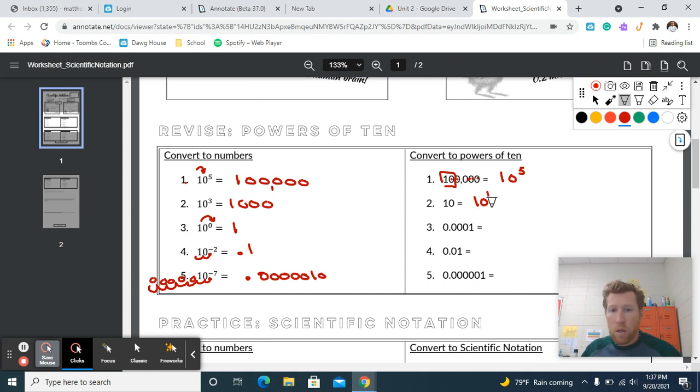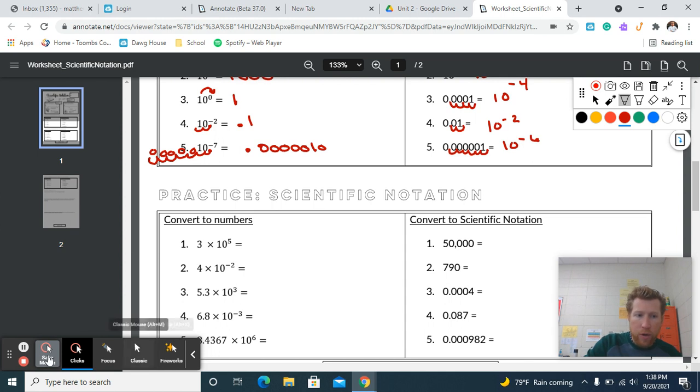This one right here, it is 10. We're going to go 1, 2, 3, 4. Okay, so 10 to the negative 4. On this one, 1, 2, 10 to the negative 2. And on this one, 1, 2, 3, 4, 5, 6. So 10 to the negative 6.